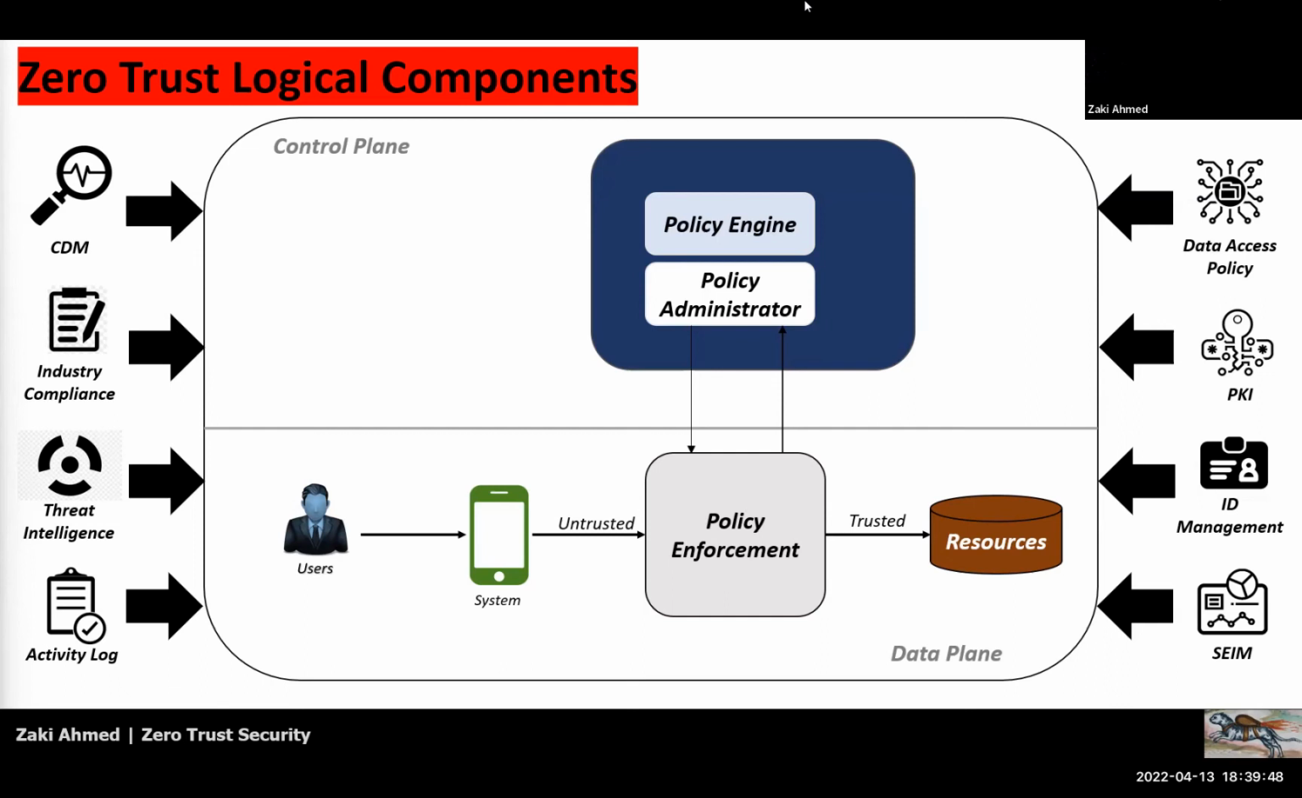The threat intelligence feed provides information on threats. Activity log gives real-time feedback on security posture, and data access policies are rules that determine conditions where access may be granted to resources. And public key infrastructure is responsible for generating and logging certificates. ID management is responsible for creating, storing, and managing user accounts and identity records. And SIEM, security information and event management, stores security data for analysis.